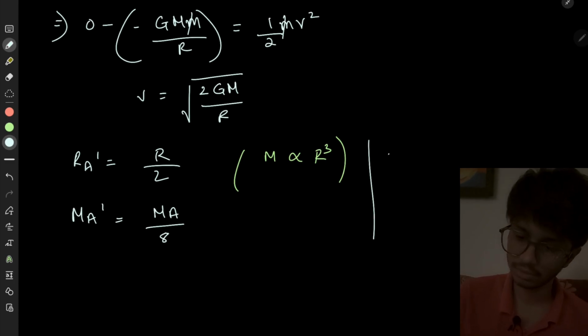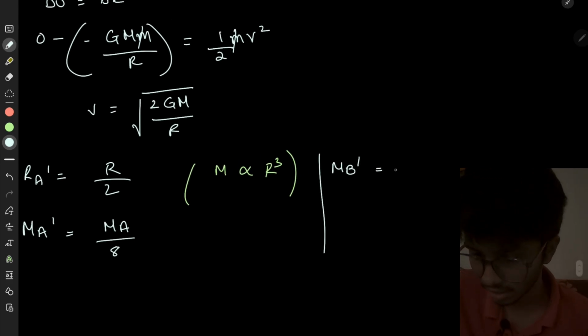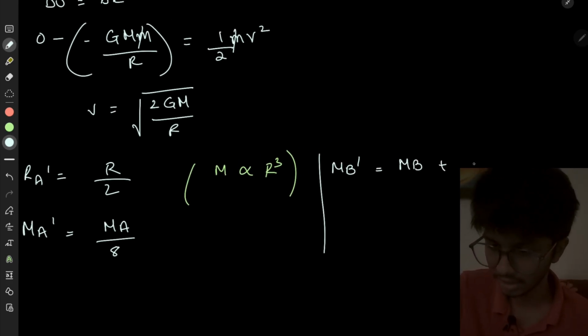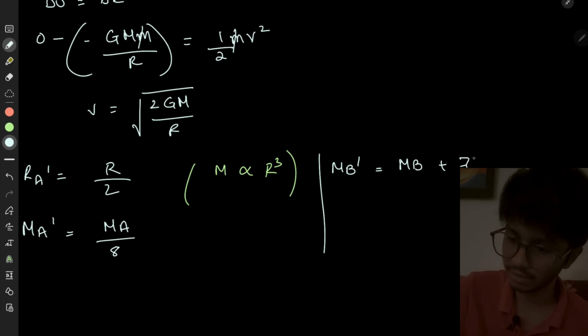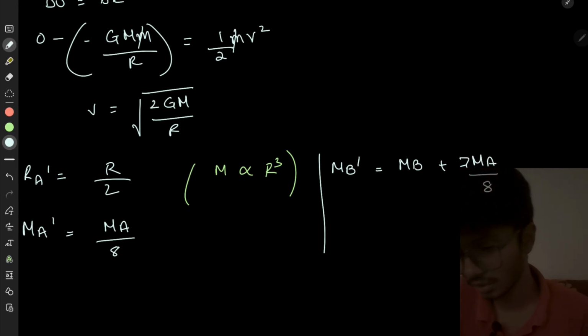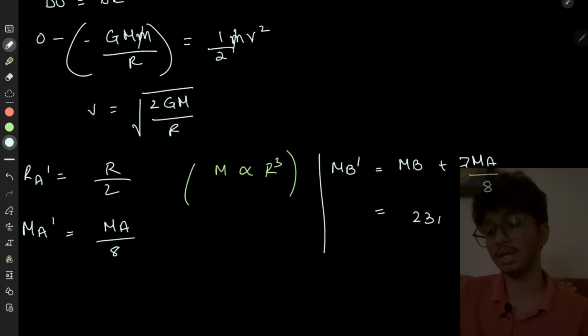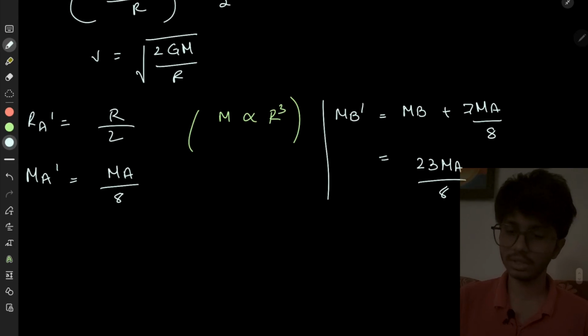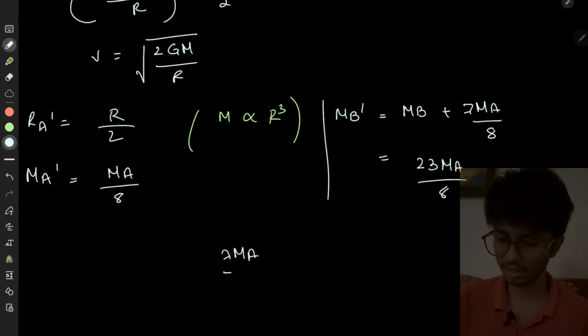Now coming to RB dash. So calculating RB dash is a little tricky. First let's write MB dash. This would be equal to MB plus the mass removed, that is 7 MA by 8, and MB is equal to twice of MA, so this would be equal to 23 MA by 8. Now this mass is added, right? This mass is the extra mass added.